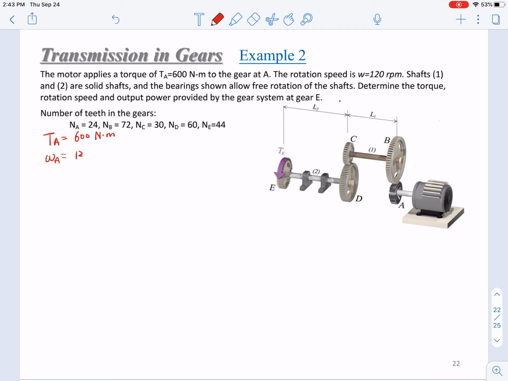is 120 RPM. That is revolutions per minute. Right, based on our unit conversions, we get 120 times 2 pi over 60, and then we can convert it into radian per second. Right, so this will be 12.57 radian per second.